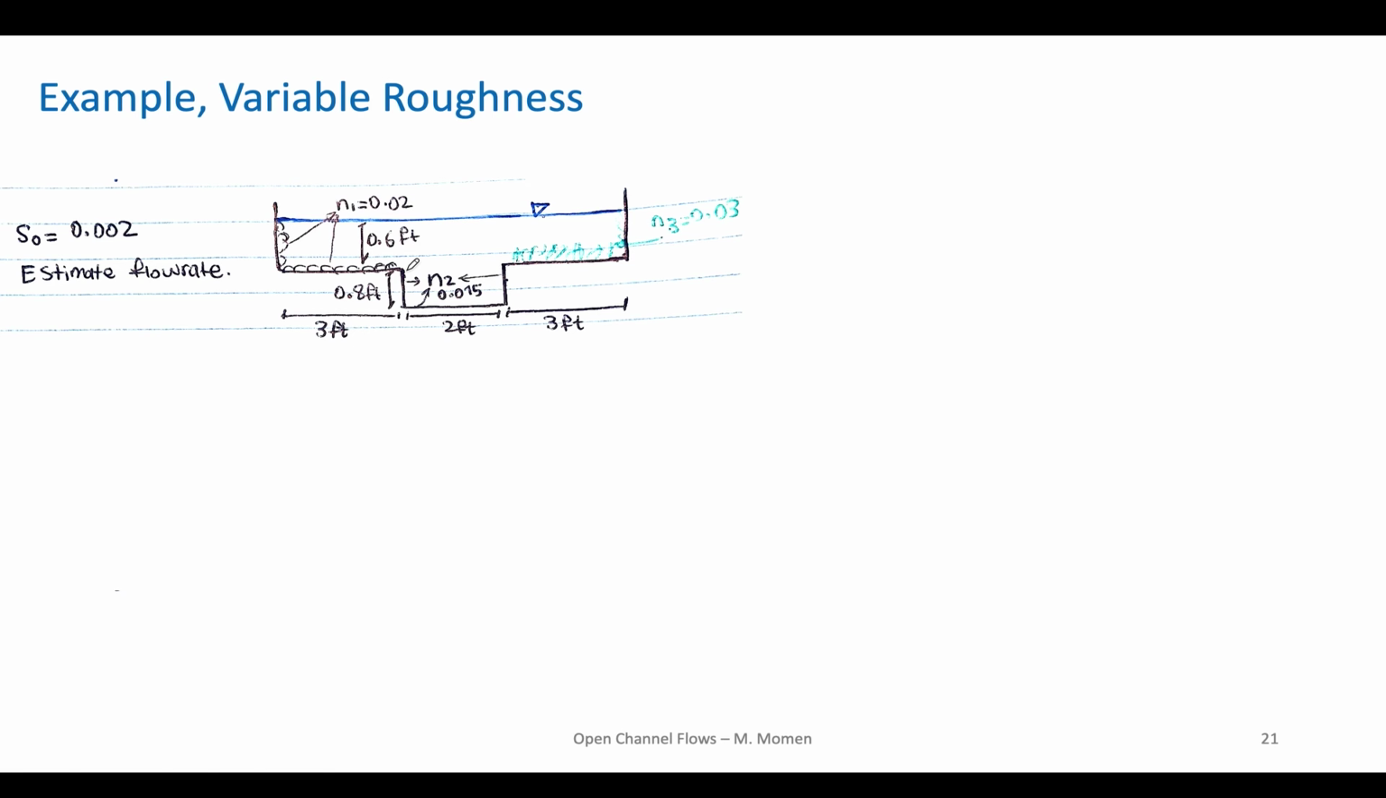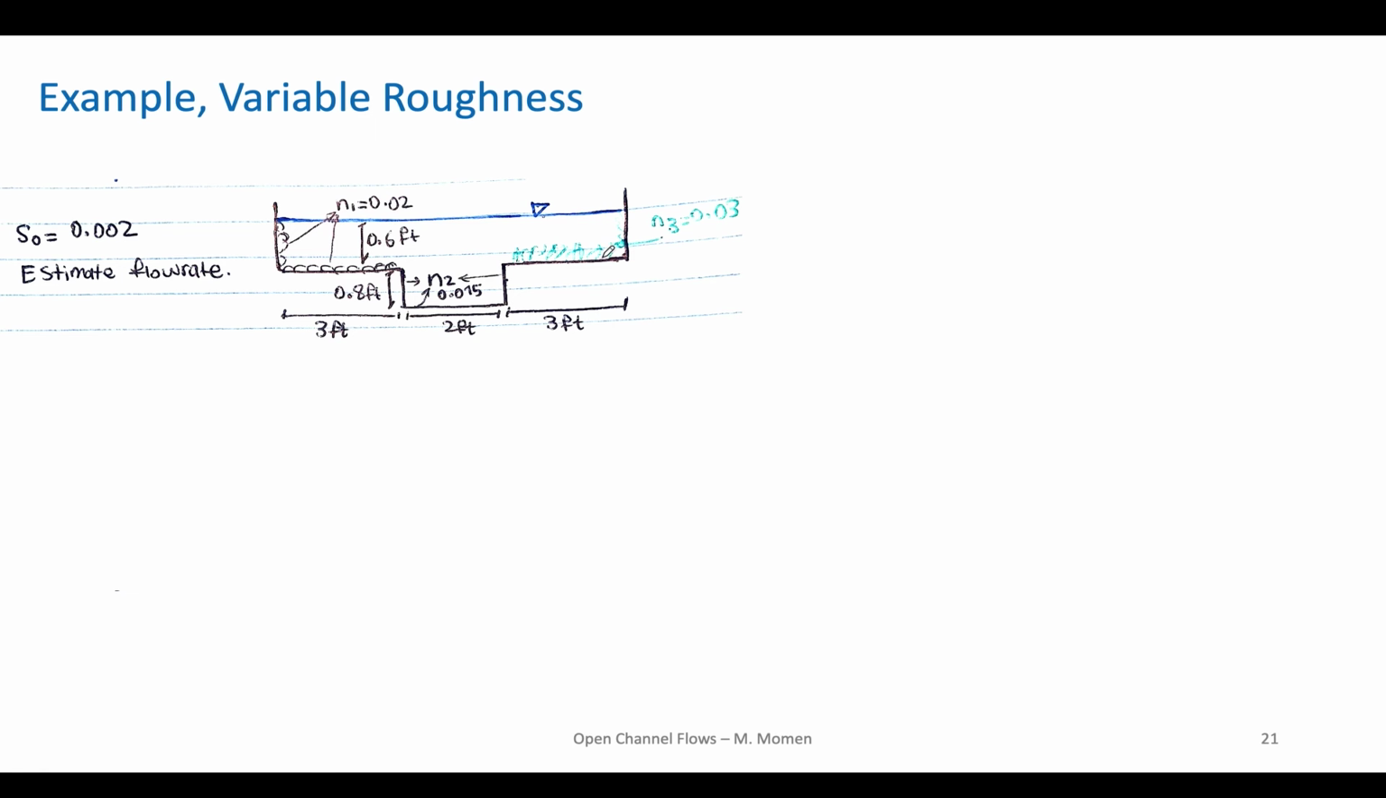concrete or whatever. So here we have the geometry given in the problem, and also the n's, Manning's n. In the first part of the channel, we have n1 equals 0.02. These three parts have n2 equals 0.015, and then this part is a rougher part, like with plants or vegetation. So n3 for these two is 0.03.